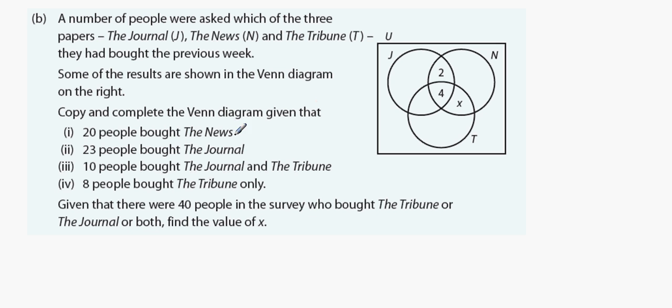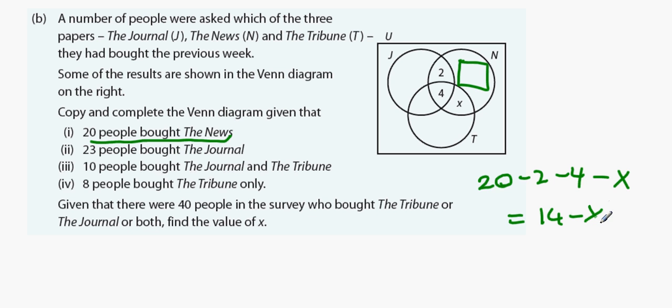If 20 people bought the News, then 2 plus 4 plus x plus whatever this is has to add up to 20. So, let's do this in green, okay? And we're looking for what is in here, okay? So what we're going to do is we're going to say 20 people minus 2 minus 4 minus x. And that's what the green part's equal to. So it's going to be 14 minus x. Okay? So that's the green part used up. 14 minus x.